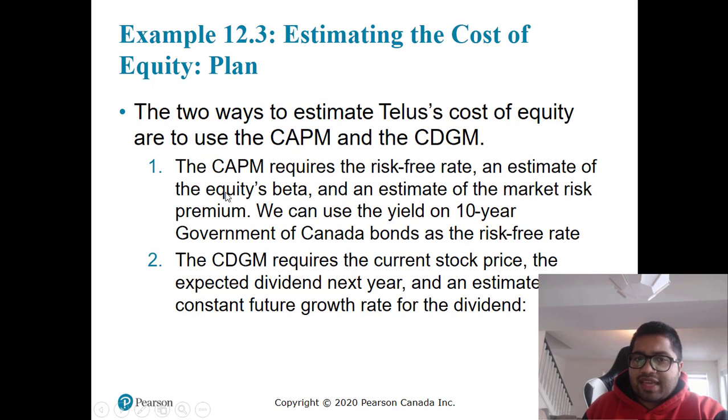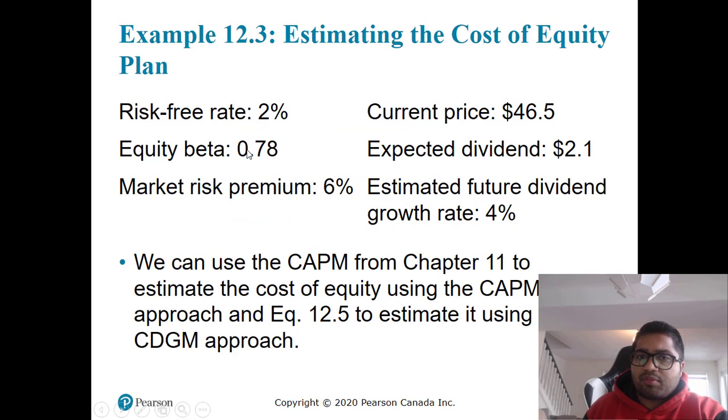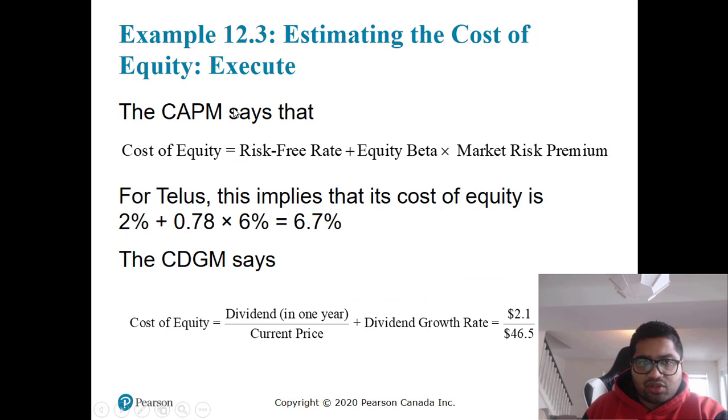So there are two ways, the CAPM model and the growth model. Let's look at the CAPM model first. The risk-free rate is given, equity beta is given, market risk premium is given, current price is given, and 4% is the future growth. So CAPM is the risk-free rate plus beta into market risk premium. For TELUS, this implies 2% plus 0.78 into 6%, that is 6.7.